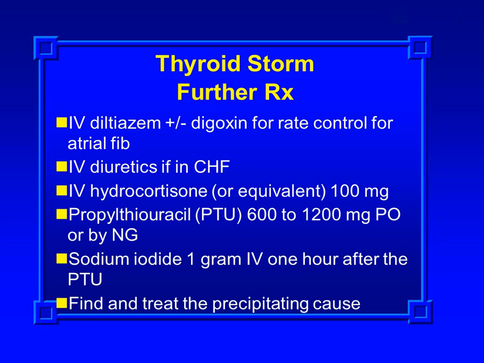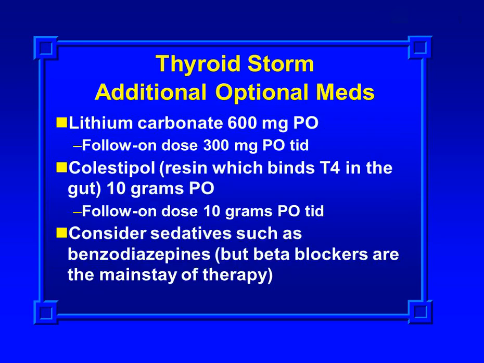Propylthiouracil, PTU, 600 to 1200 mg per NG or by mouth. Sodium iodide 1 gram IV 1 hour after the PTU. Find and treat the precipitating cause. Additional optional meds.